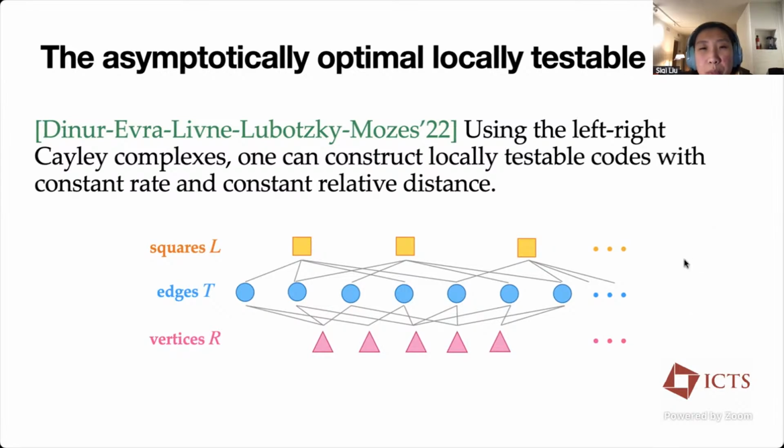Okay, and it's asymptotically optimal simply because constant rate and constant relative distance is the best we could hope for. Yeah, so this is the locally testable code construction that we know about.